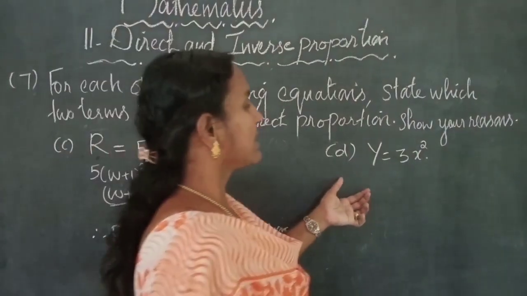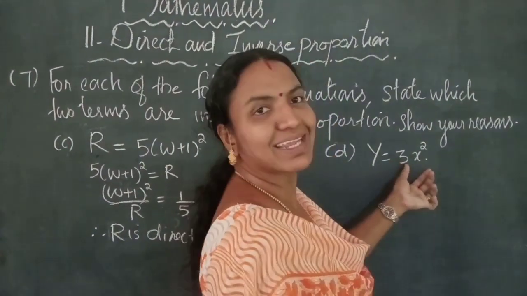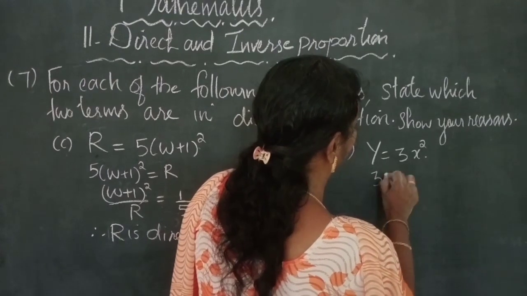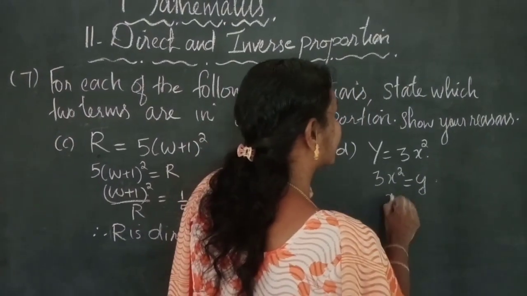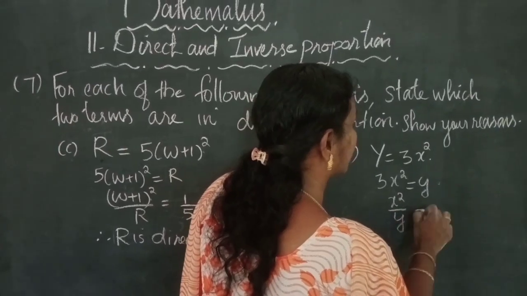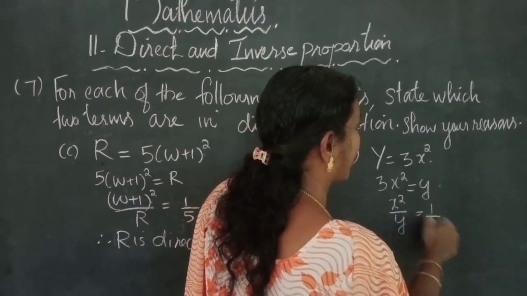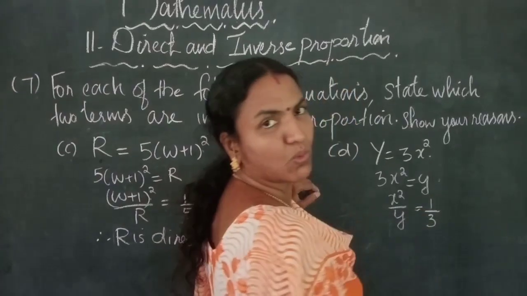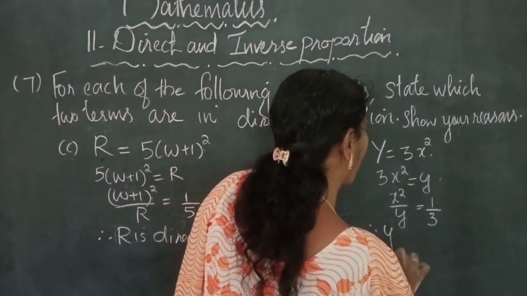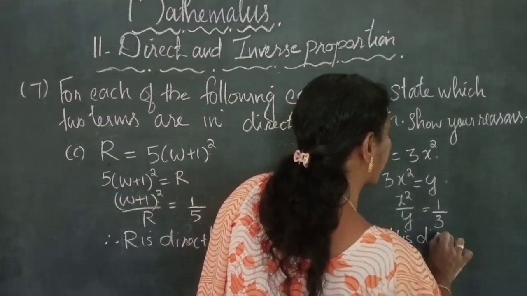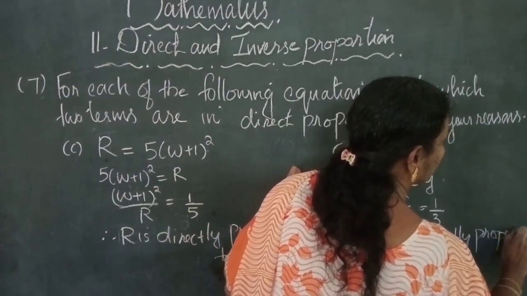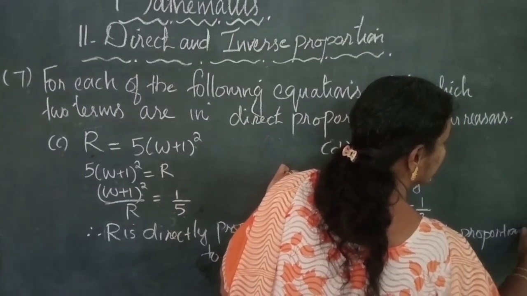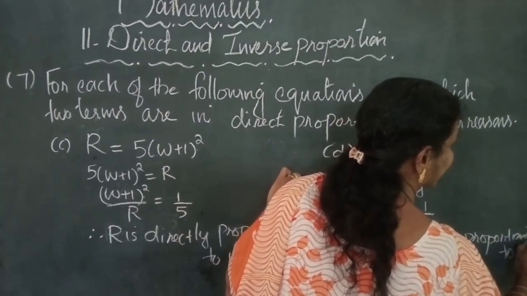Next option D, y is equal to 3x square. So 3x square is equal to y. So x square by y is equal to 1 by 3. By applying cross multiplication, 3x square is equal to y. Therefore, y is directly proportional to x square.